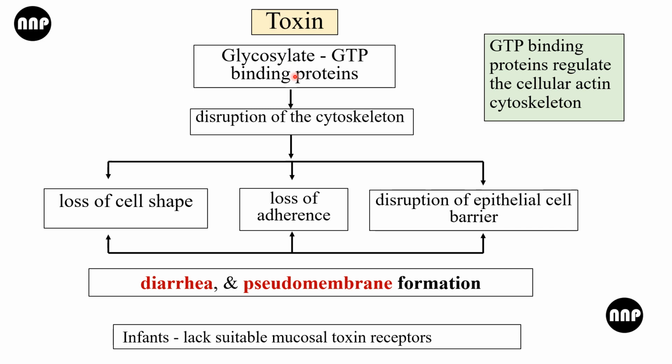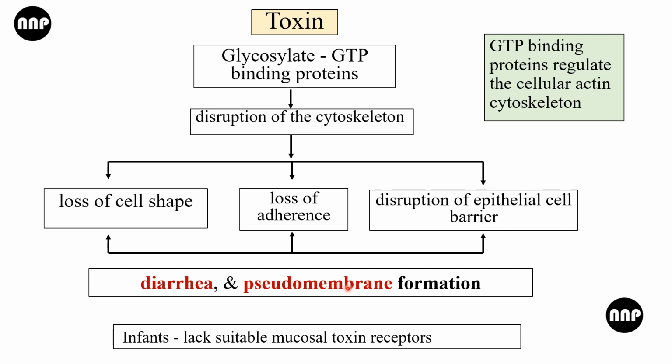Now how do these toxins act? They cause glycosylation of GTP binding protein, which causes disruption of the cytoskeleton. And what is this GTP binding protein? GTP binding proteins regulate the cellular actin cytoskeleton. So once this happens, there is a disruption of the cytoskeleton, which causes loss of cell shape, loss of adherence, and disruption of the epithelial cell barrier. This further leads to diarrhea and pseudomembrane formation.